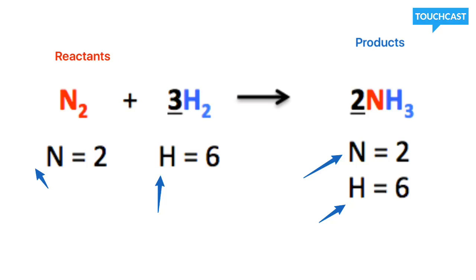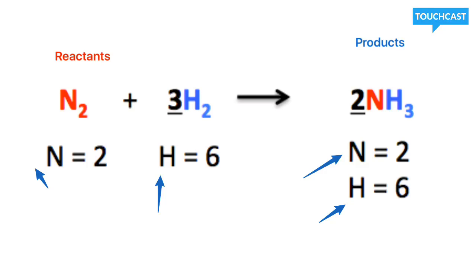So the key thing on this is, if you have the same number on each side, it is balanced, and that would work. If you do not have the same number on each side, it's unbalanced, and you would have to rearrange the equation because you cannot create or destroy mass according to the law of conservation of mass.